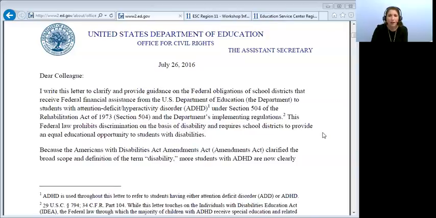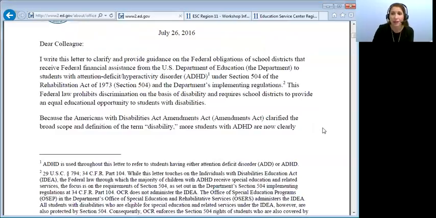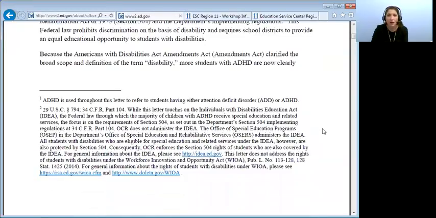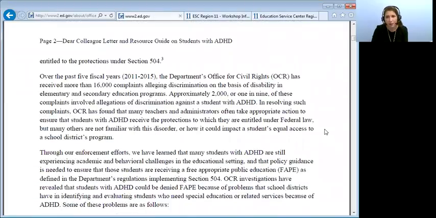We are going to highlight this next part very clearly because this letter has an intent and a purpose for why it was distributed to all parents, stakeholders, schools, and others. Here it states, because the Americans with Disabilities Act Amendments Act clarified the broad scope and definition of the term disability, more students with ADHD are now clearly entitled to the protections under Section 504. That's a very key point to keep in mind with this OCR guidance.